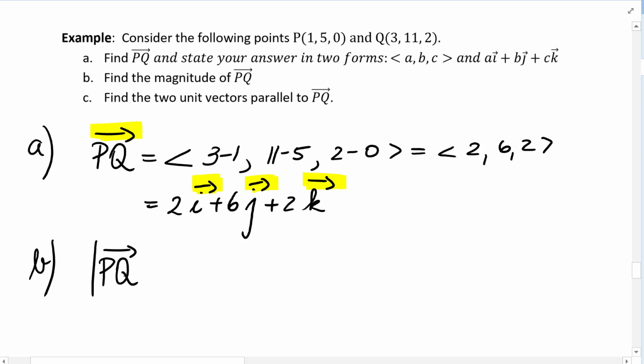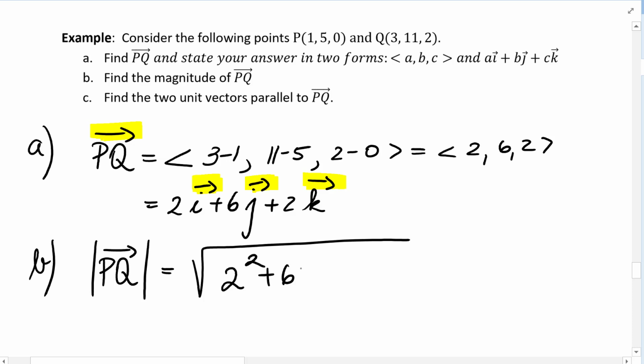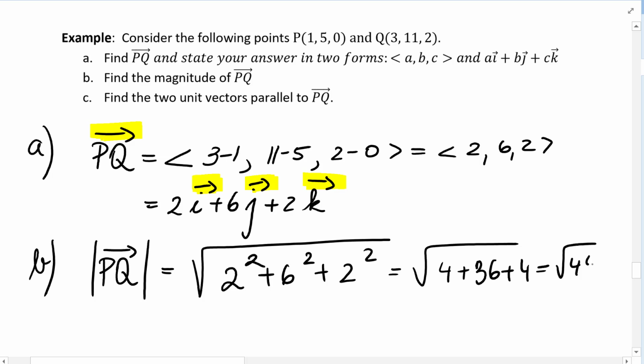B, find the magnitude of PQ. So the magnitude of PQ is written like this. It's going to be square root of 2 squared plus 6 squared plus 2 squared. So it is equal to 4 plus 36 plus 4. So it's square root of 44 or 2 square root of 11.